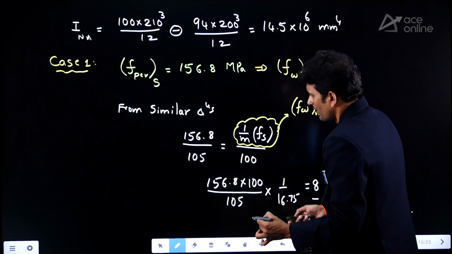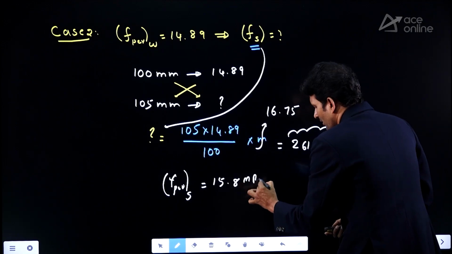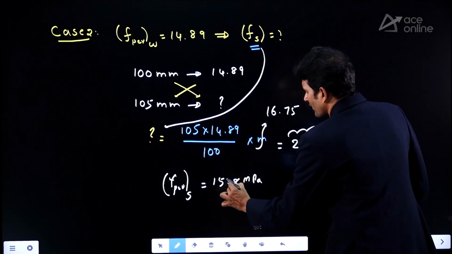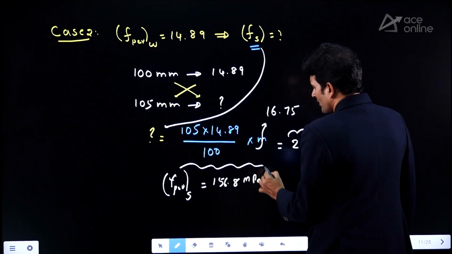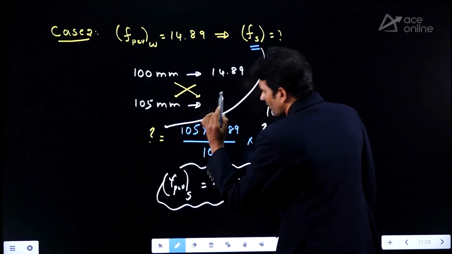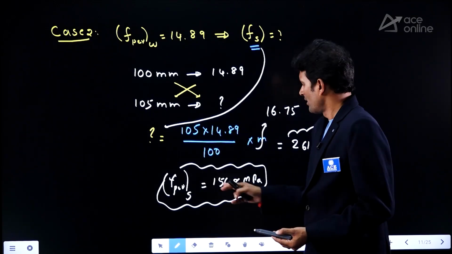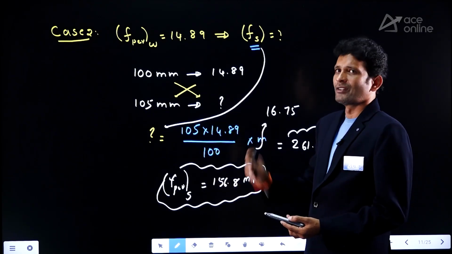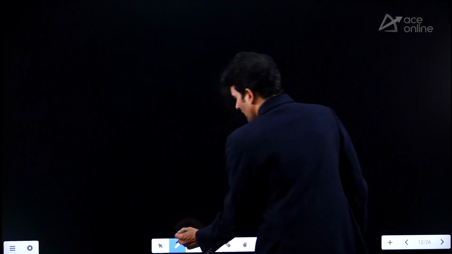156.8 megapascal only. We are considering this one, case 1. We are not considering case 2. We are estimating the UDL load based on this condition, not based on the second case. So, for this condition, you try to observe the bending equation.